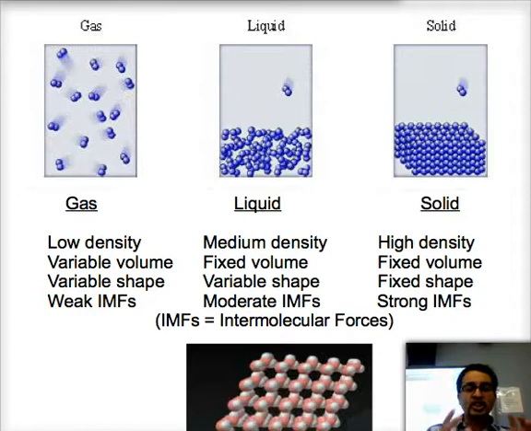Similarly, you can change the shape, not of the molecule, but of the container, and the gas will change shape with the container because, again, you have a lot of space for those molecules to move. And the main reason for that is that a gas has very low or very weak intermolecular forces. The intermolecular forces, IMFs, are the forces that keep particles close together.